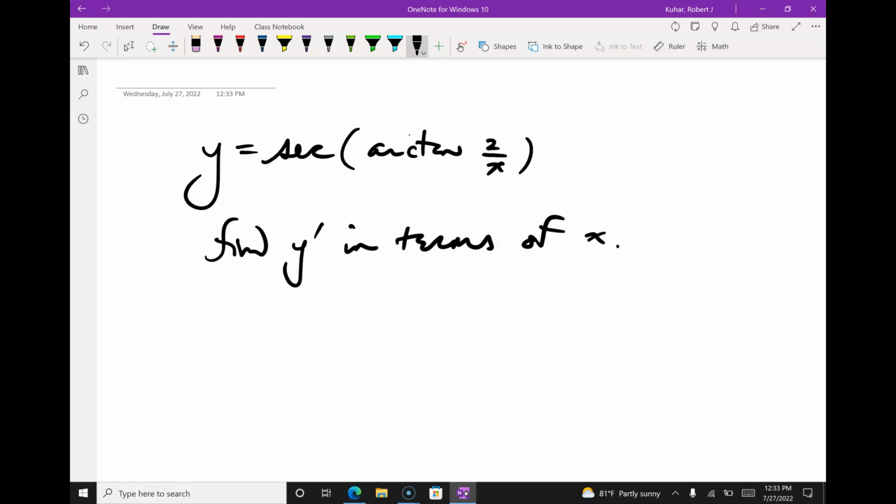Good, I'll give you a couple minutes. And of course, our first thought is what? That we have a theta, right? We have an angle.